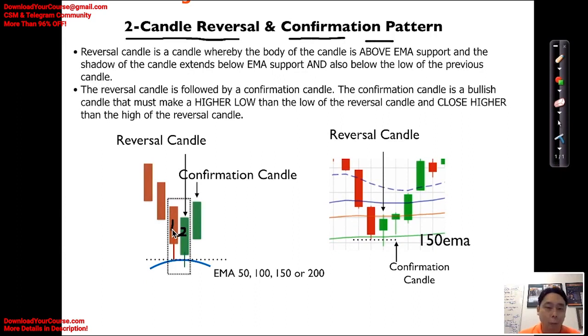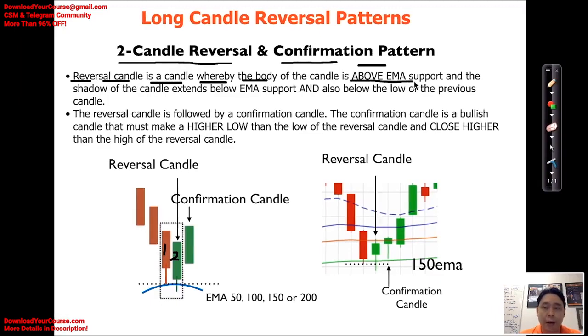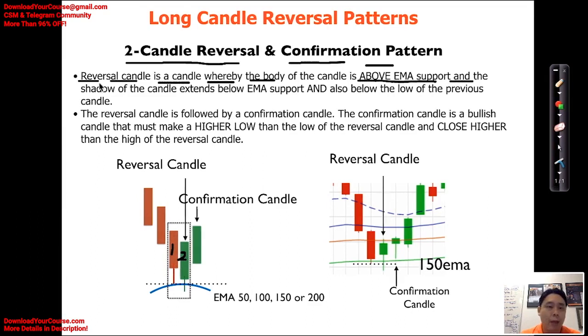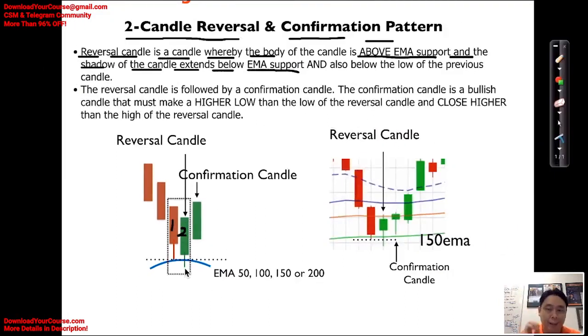Okay, now we're looking for a specific criteria for this to be reliable. Now here's the criteria. First of all, the reversal candle is a candle where its body is above the moving average support, and the lower shadow of the candle extends below the moving average support. So in other words, for this reversal candle that you see, right, the body of the candle must be above the moving average, and the lower shadow must cut below the moving average. All right, so that's the first criteria.